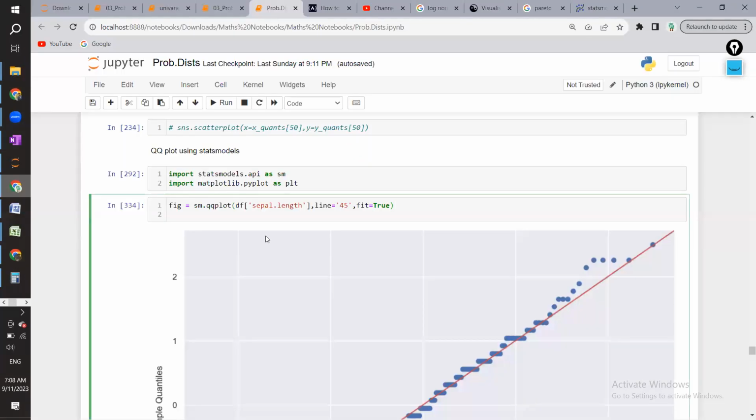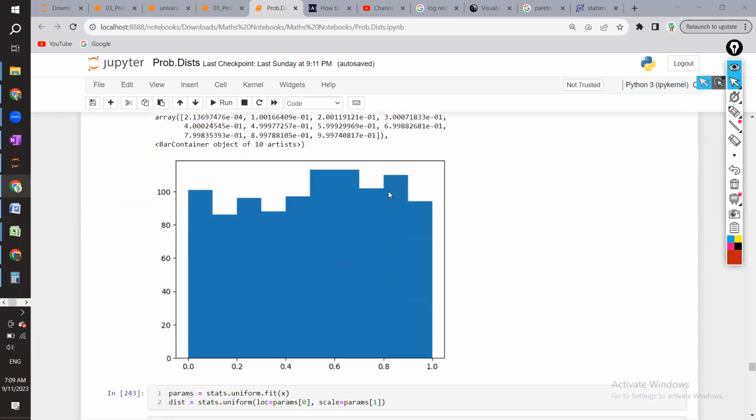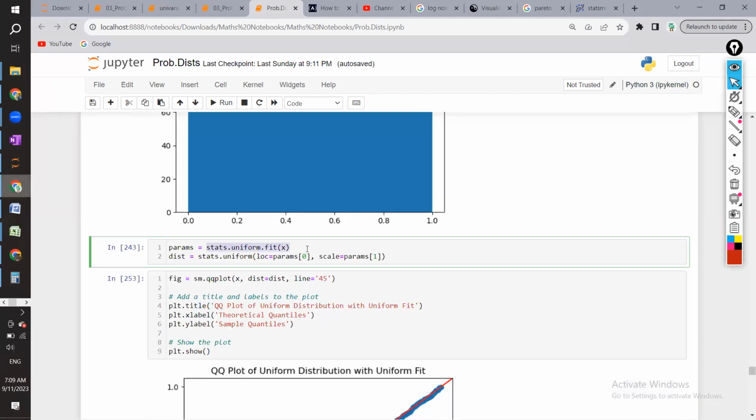For example, if you come over here, see QQ plot for a uniform distribution. So instead of normal, if I consider a uniform distribution, it works. Here I'm using np.random uniform to create some random data of a uniform distribution. And if I plot, this is looking like a uniform distribution. After that, stats.uniform.fit x.